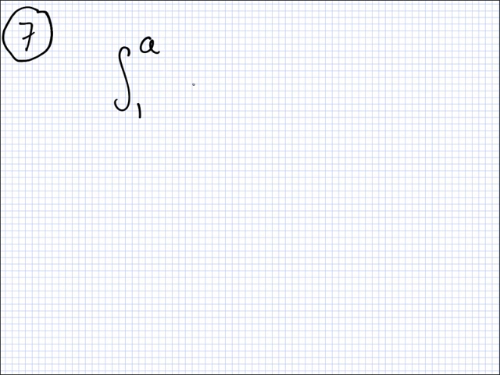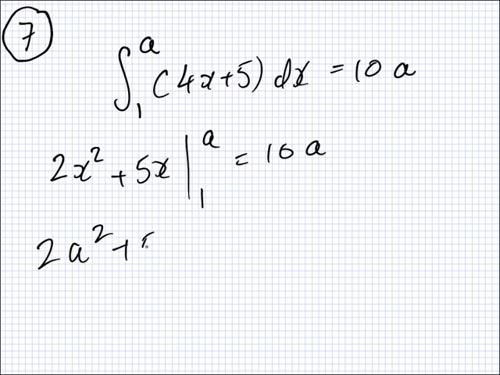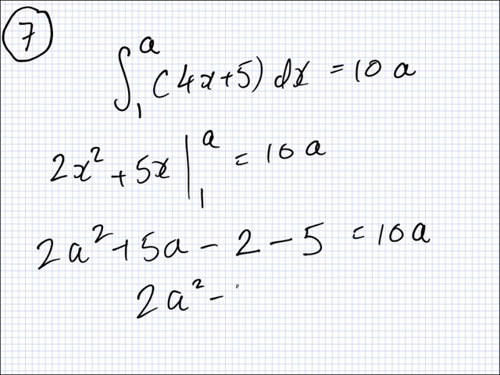Okay, 7. Integrating from 1 to a, 4x plus 5 dx equals 10a. So what does that become? 2x squared plus 5x, from 1 to a, equals 10a. We put the a in. That's 2a squared plus 5a minus 2 minus 5 equals 10a. So that means 2a squared minus 5a minus 7 equals 0.